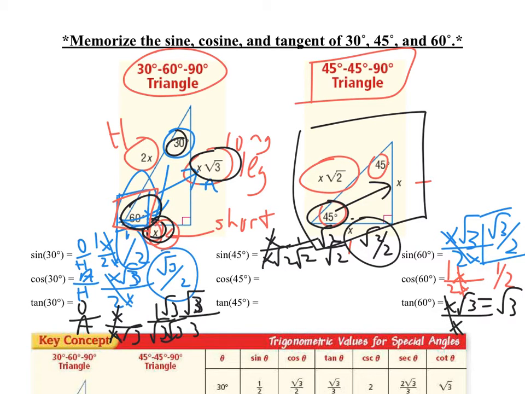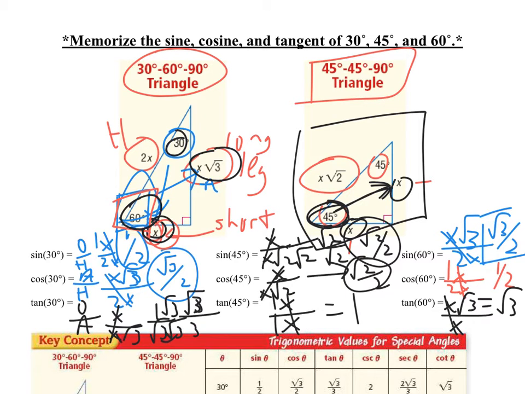Cosine is adjacent over hypotenuse, and both the opposite and adjacent, no matter which 45 you're at, are the same. So it's x over x square root 2. And again, it's going to be the same when I get rid of the square root 2 and cancel my x's: square root 2 over 2. So both the sine of 45 and the cosine of 45 are square root 2 over 2. Tangent would be opposite over adjacent. Well, opposite would be x over the adjacent x. That's 1x over 1x. X's cancel, so the tangent of 45 is 1.